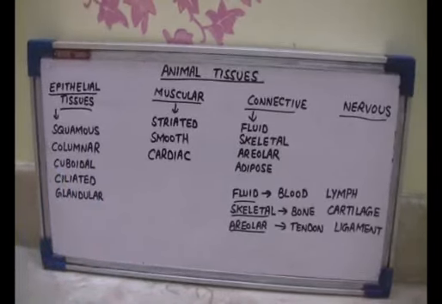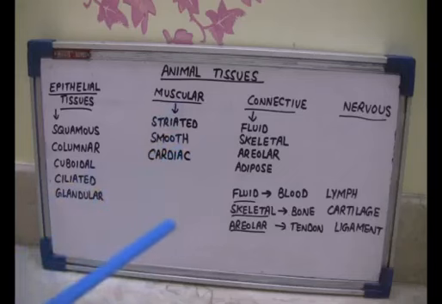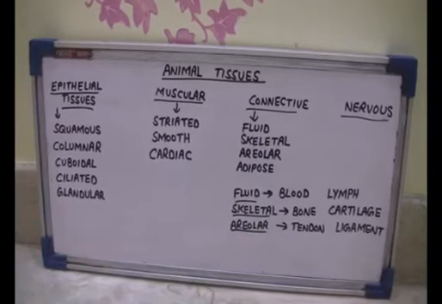Now, what are connective tissues? Connective tissues are those tissues which connect one body organ to another. And connective tissues are further of four types. They are fluid, skeletal, areolar and adipose. Now the fluid tissues include the blood and the lymph. They are of two types, blood and lymph. Skeletal tissues are of two types, bone and cartilage. And the areolar tissues are of two types, the tendons and ligaments.